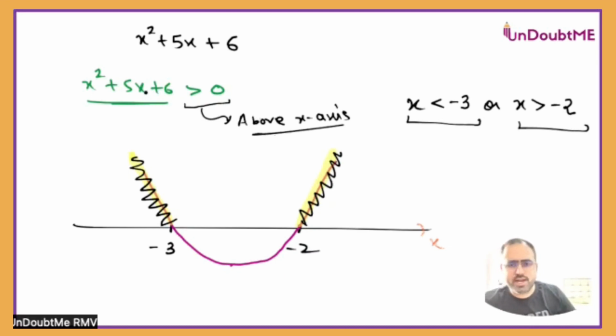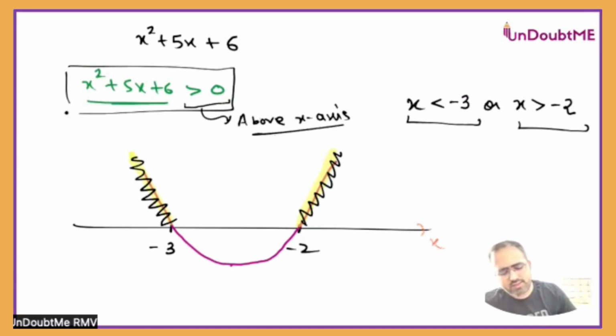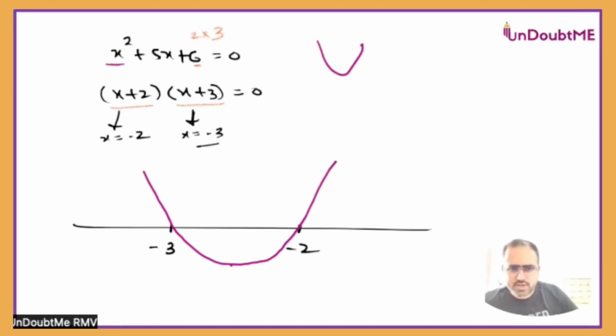If there's any doubt understanding that, you can even substitute any of the values before -3 or after -2 and check that out. You will always get this inequality greater than 0. So to conclude, whenever we have an inequality greater than 0, we will draw a rough graph. How we have to draw the graph, we have already discussed.